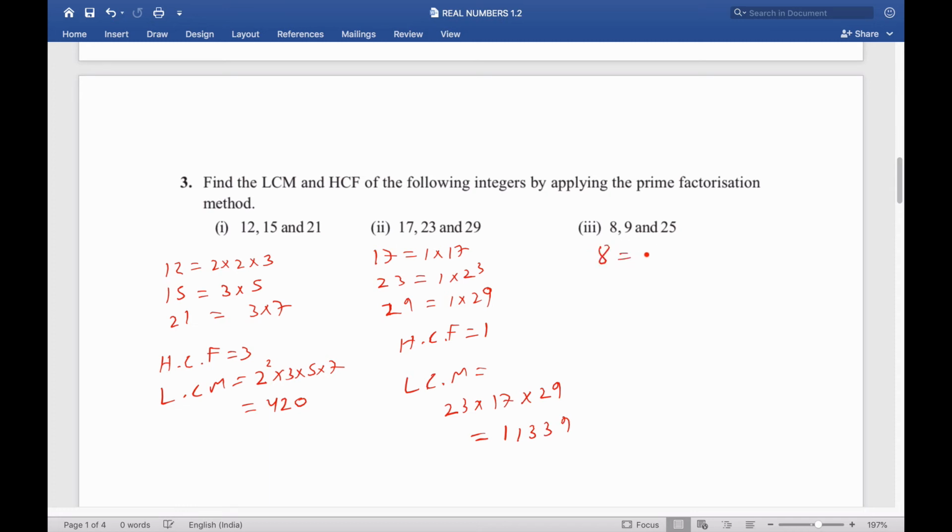So 8 can be written as 2 into 2 into 2. 9 can be written as 3 into 3. And 25 can be written as 5 into 5. As we can see, there is nothing common, so 1 will become common. HCF will be 1. For LCM, we will get 2 cube into 3 square into 5 square, which will give me 1800. That's it for question 3.